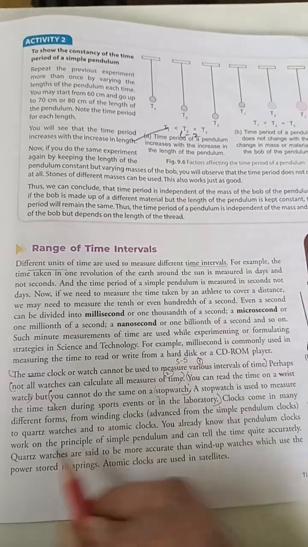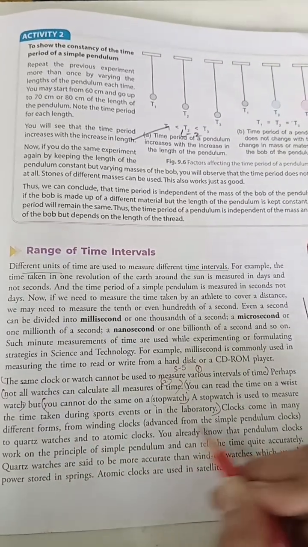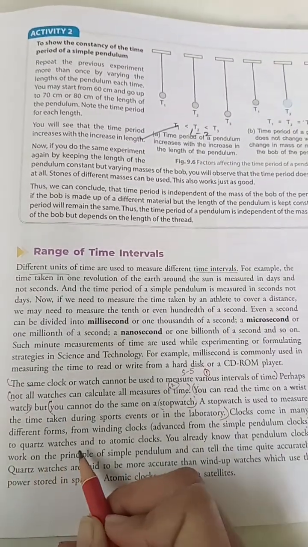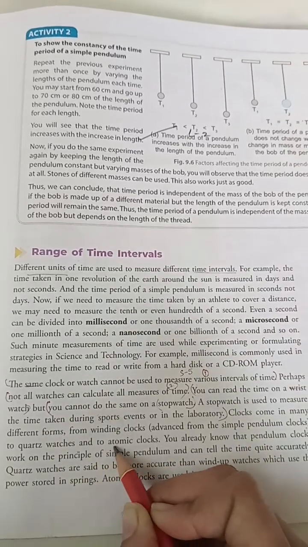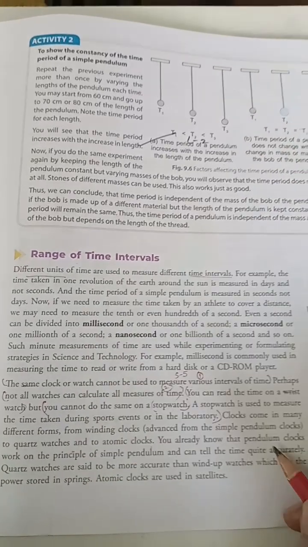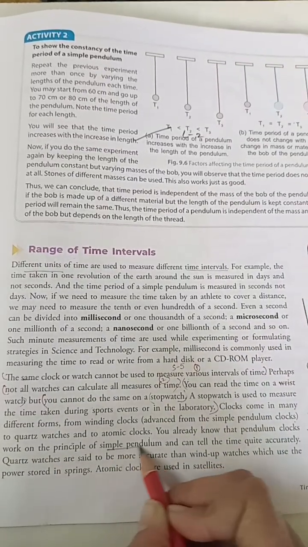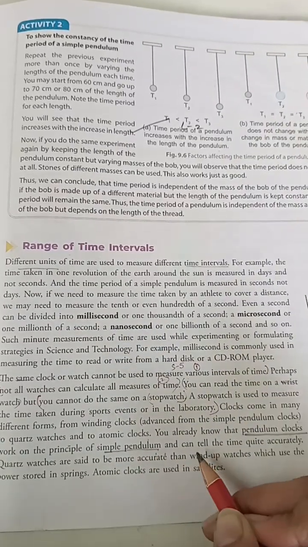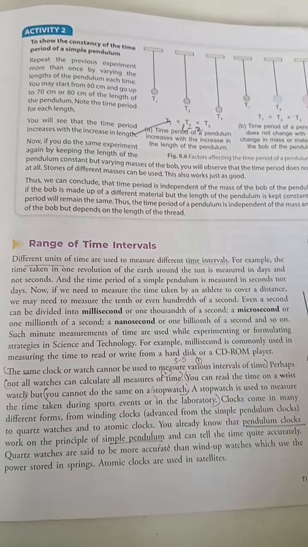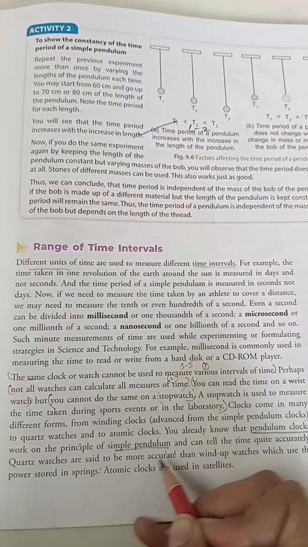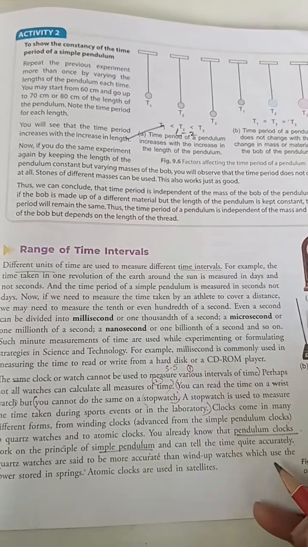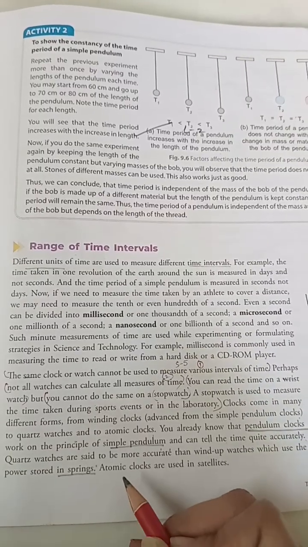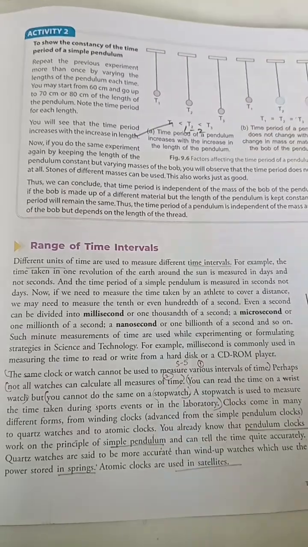Clocks come in many different forms, from the simple pendulum clock and winding clocks, to quartz watches and atomic clocks. You already know pendulum clocks work on the principle of a simple pendulum and can tell the time quite accurately. Quartz watches are said to be more accurate than wind-up watches, which use the power stored in springs. Atomic clocks, where are they used? Atomic clocks are used in satellites.